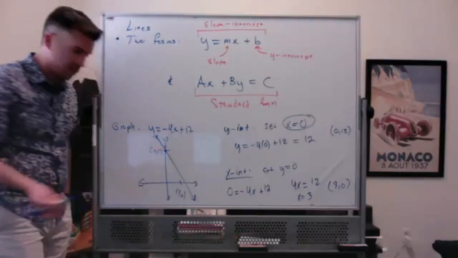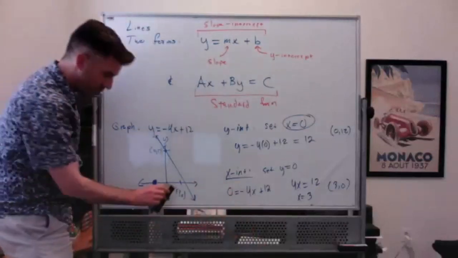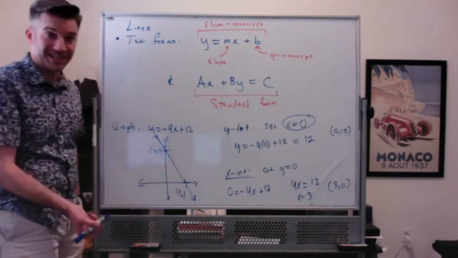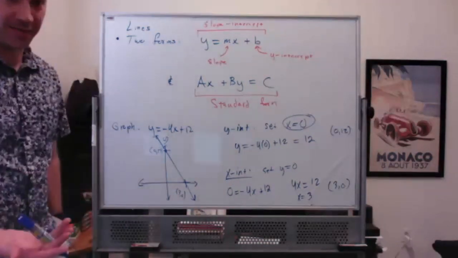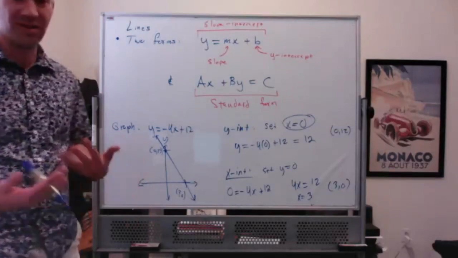Here's a really good reason for not making a bunch of marks. If you miss, it's really easy to fix. So that's what I would recommend doing. Only plot the points that are the intercepts, because those are the only ones that really matter.